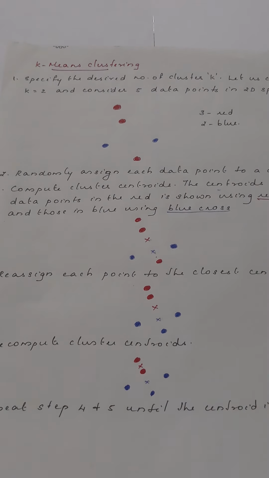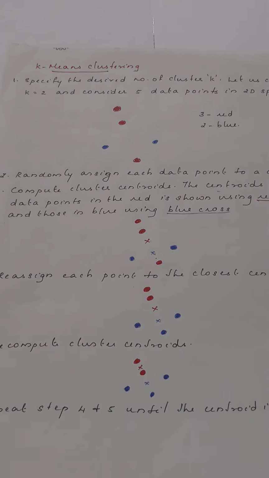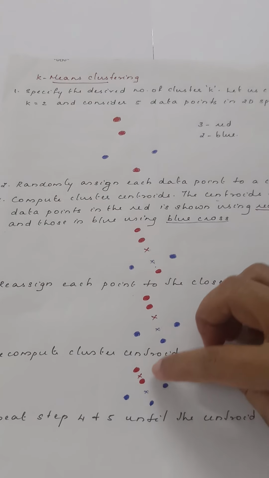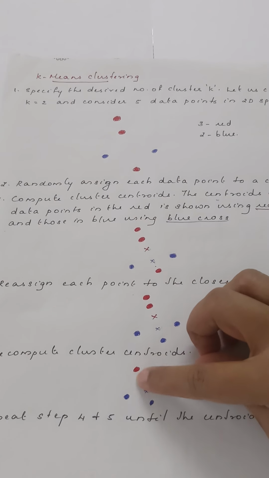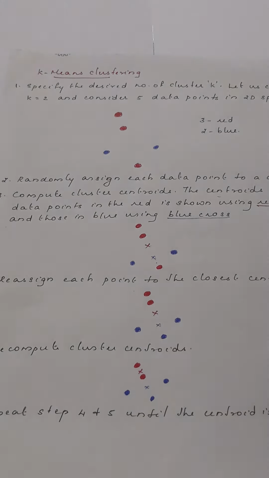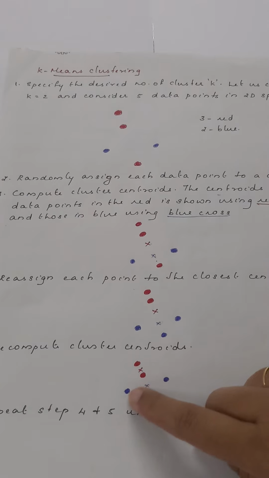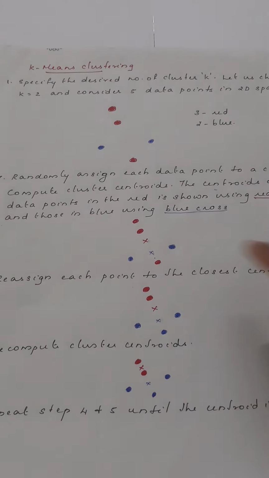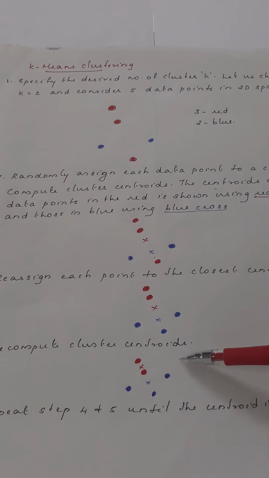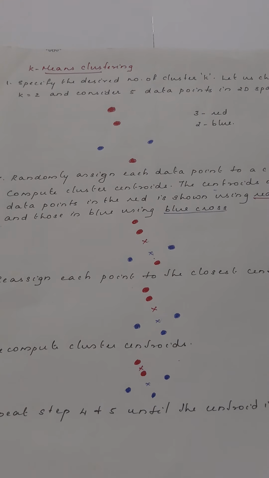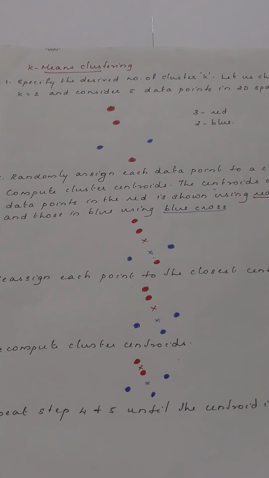Now we have to recompute the cluster centroid. The center between these two data points is here, so this centroid changes from here to here. Similarly, this is the centroid of these 3 pixels. And we have to repeat steps 4 and 5 until the centroid is stabilized. That means the centroid is not moving from its fixed point. You have to repeat steps 4 and 5.